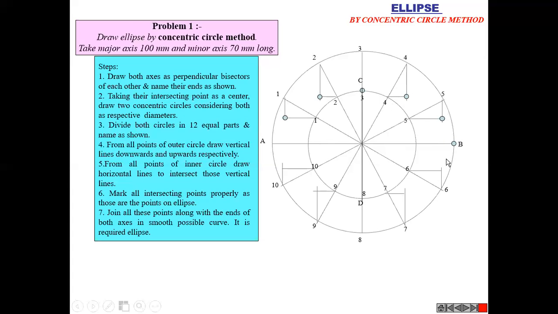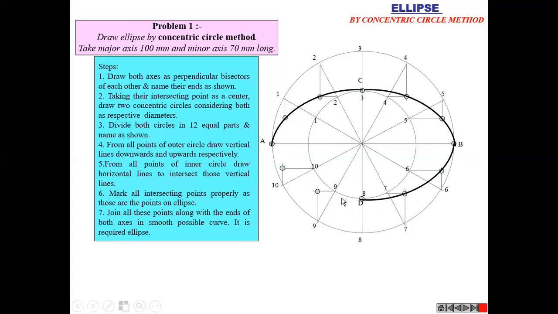4, 5, 6, 7, 8, 9, 10, 11 and 12. The next part: try to join a minimum of 3 to 4 points by using the engineering French curve. Don't draw 1 to 2, 2 to 3, 3 to 4. Don't draw this curve. Join a maximum of 3 to 4 points of a curve. And next, minimum 4 points, 3 to 4 points.